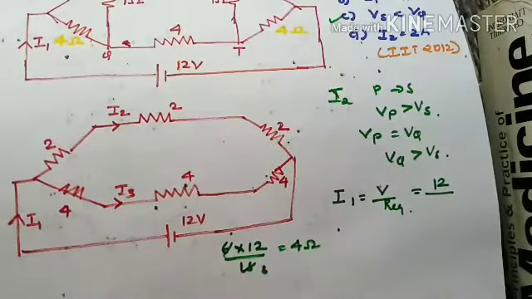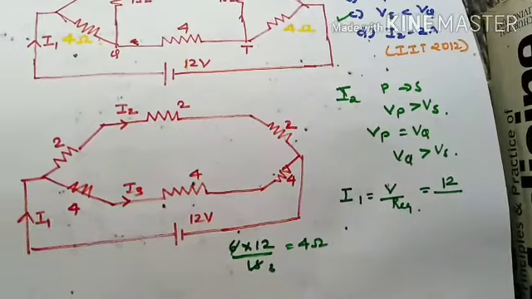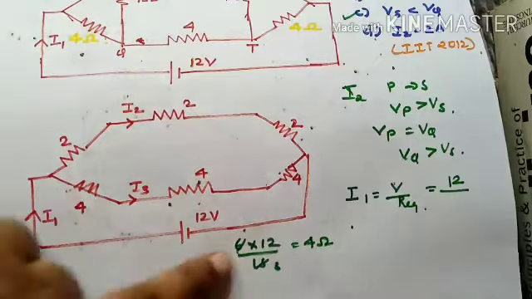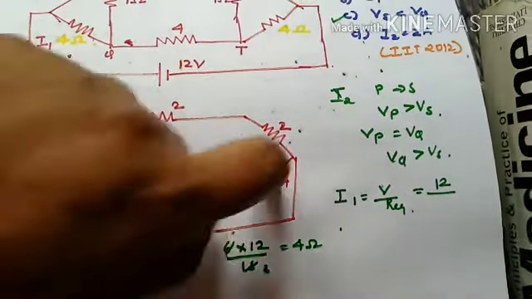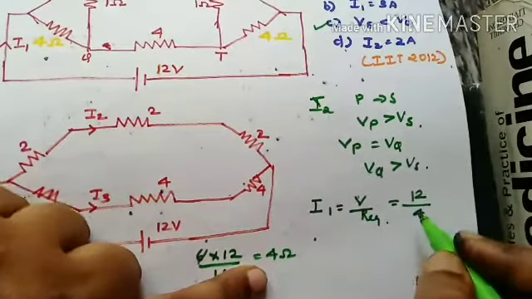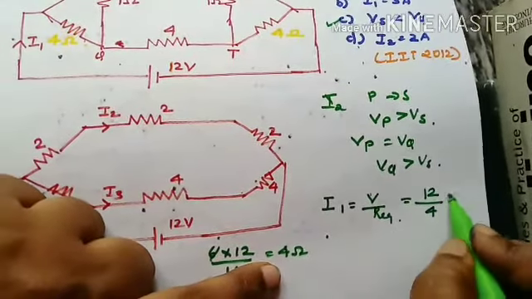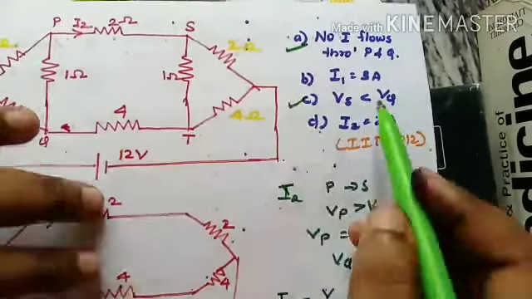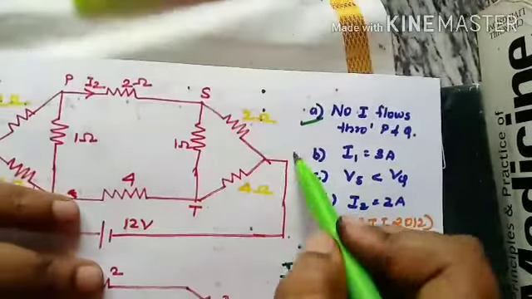I hope you understood how it is done: R1 into R2 divided by R1 plus R2. These 3 guys form 6 ohm. These 3 guys form 12 ohm. So you get 4 ohm as equivalent resistance. So you substitute here. It will be how much? That is 3 ampere. So I1 is 3 ampere. I1 is 3 ampere. The option B is also correct.